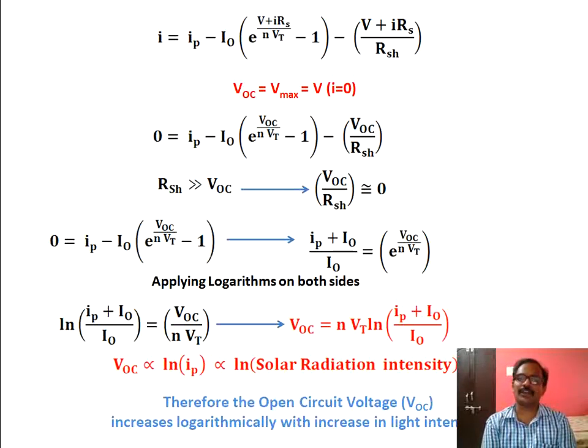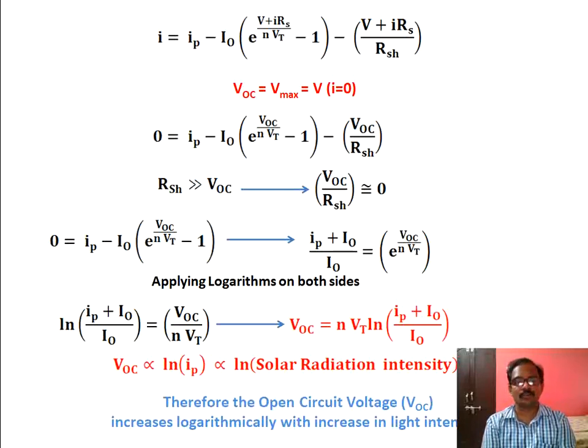Now again let's discuss the current equation of a PV cell. I is equal to IP minus I naught into e power (V plus IRS) by NVT minus 1, minus (V plus IRS) by RSH. Now this equation we have already derived in the last video. Now VOC, the open circuit voltage, is the maximum voltage, and that will be obtained at a voltage where the current is equal to 0. So in the above equation, if I keep I equal to 0, then I can replace V with VOC. And now let's start replacing these two values in the above equation.